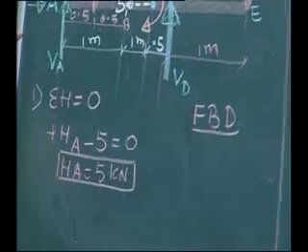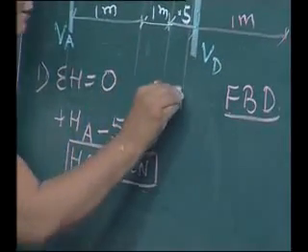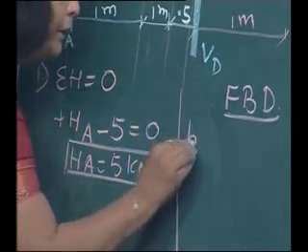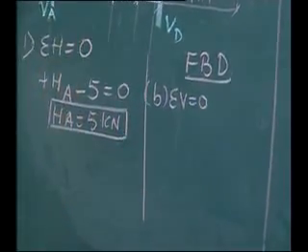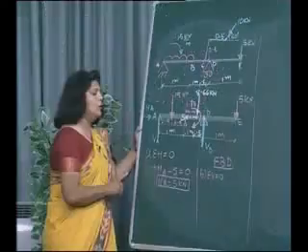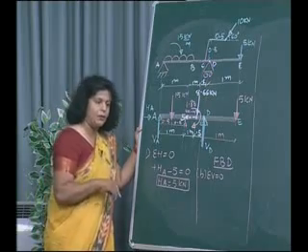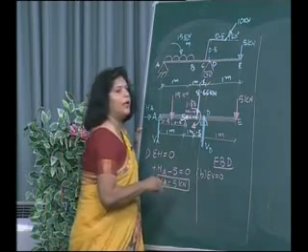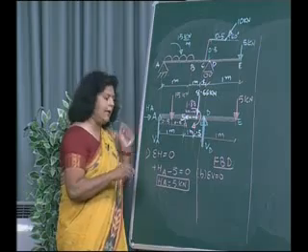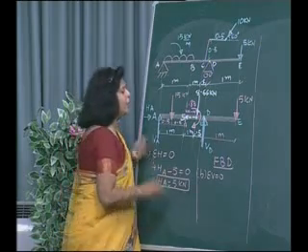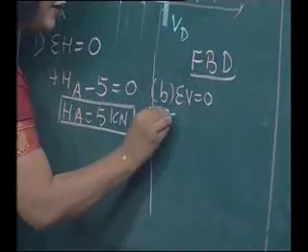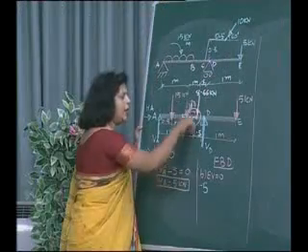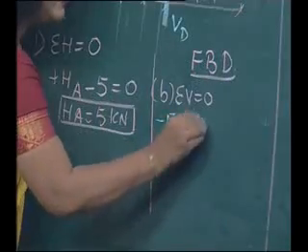Then we come to our second condition, that is sigma V is equal to 0. What is our sign convention? If the force is acting in the vertical upward direction, positive. If the force is acting in the vertical downward direction, it will be taken as negative. So to start with, first is 5 kilonewton in the downward direction, minus 5. Second is VD in the upward direction, positive.